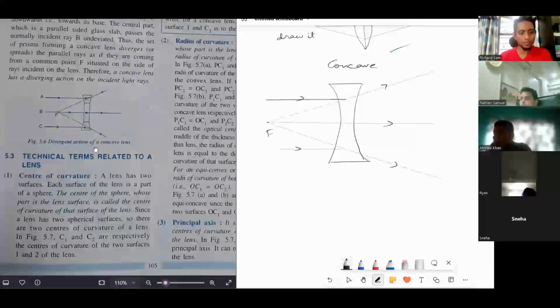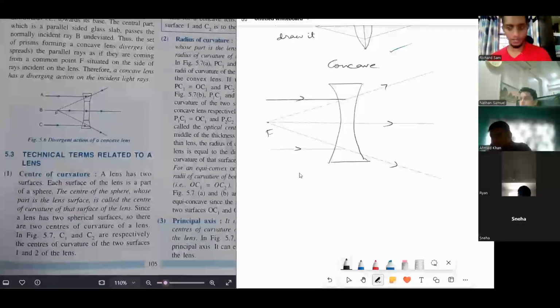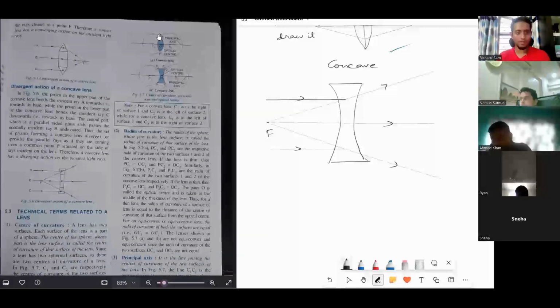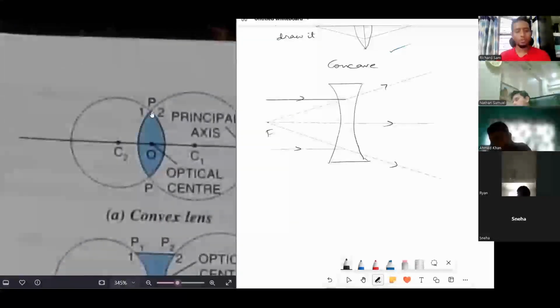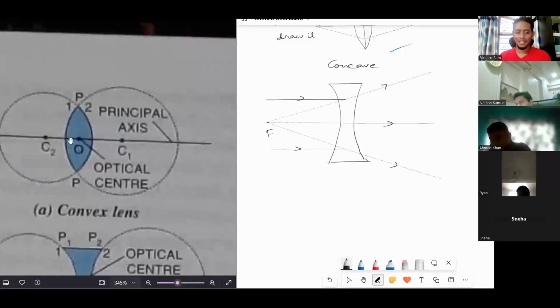Okay, now let us look at some terms. When we draw these diagrams, there are some words. So this blue color part here is the lens.